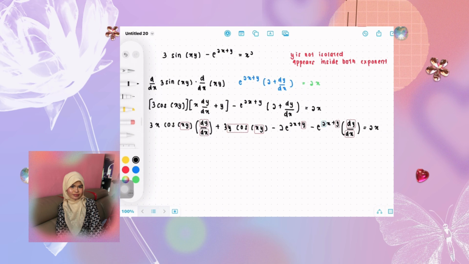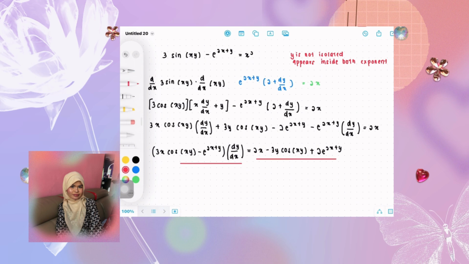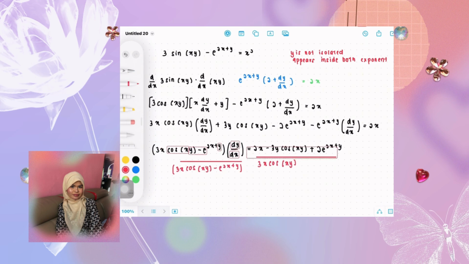Step 4. Now we group all the terms that contain dy over dx on the left hand side and we get, open bracket, 3x cos xy minus e to the power of 2x plus y, close bracket, multiplied by dy over dx equals 2x minus 3y cos xy plus 2e to the power of 2x plus y. Now, the final step is we solve for dy over dx by dividing both sides.